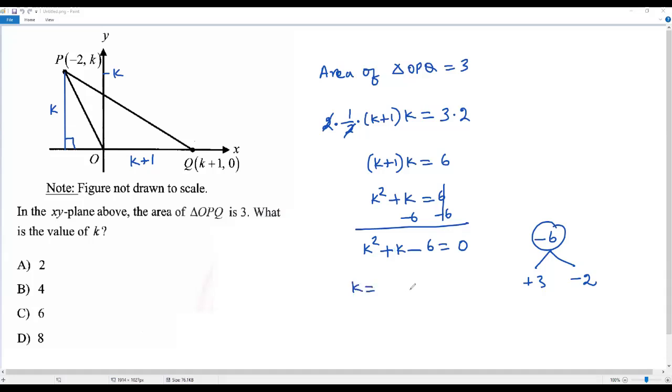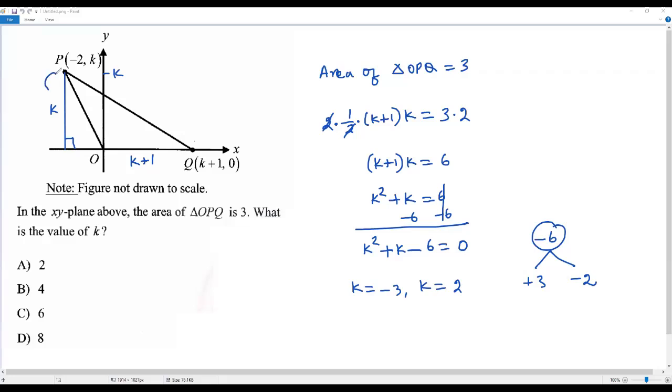To get the two values of K for this quadratic equation, I have to change the sign of each of these two factors. When I change this positive sign, I'm getting negative 3. To get the second value of K, I have to change the sign of this factor. If I change this negative sign, I'm getting positive 2. Okay, I got two values for K. One is K equals negative 3 and the other one is K equals positive 2.